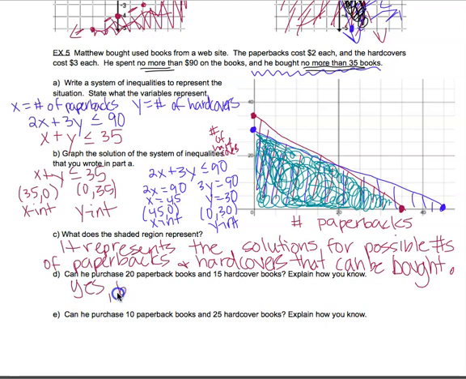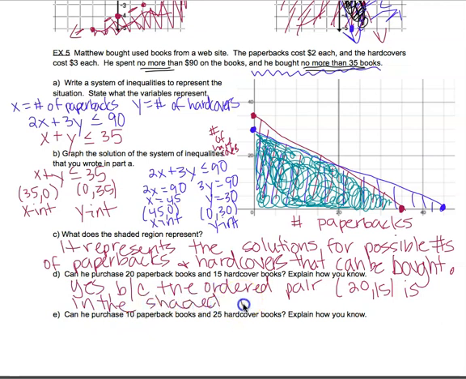Yes, because the ordered pair (20, 15) is in the shaded region. So the overlap, the teal part, which it is. All right, last question. Can he purchase 10 paperback books? So 10 would be here, and 25 hardcover books.